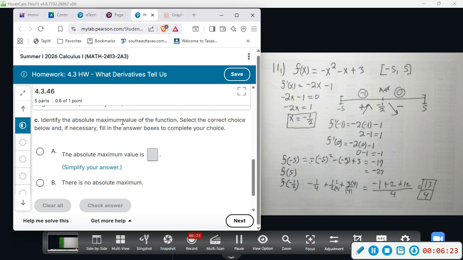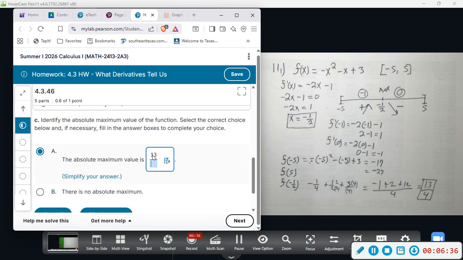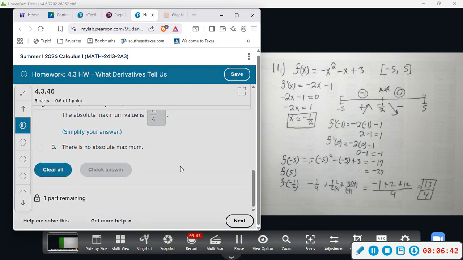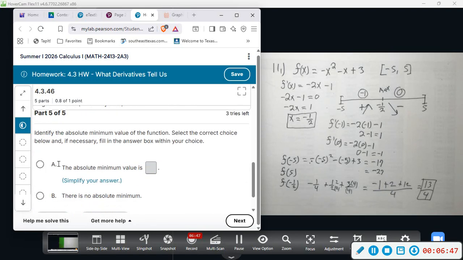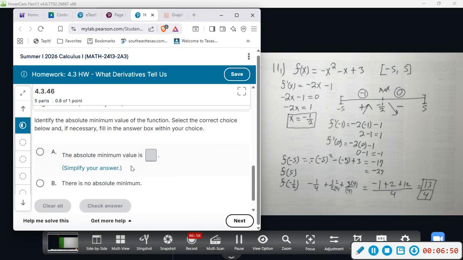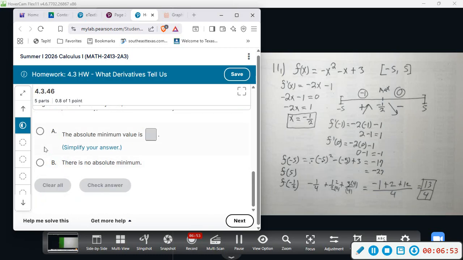All right, identify the absolute maximum value. So the absolute maximum value was 13 divided by 4, 13/4. All right, and then identify the absolute minimum value. So the smallest value we got was negative 27, because we're on the closed interval. So you evaluate the endpoints.